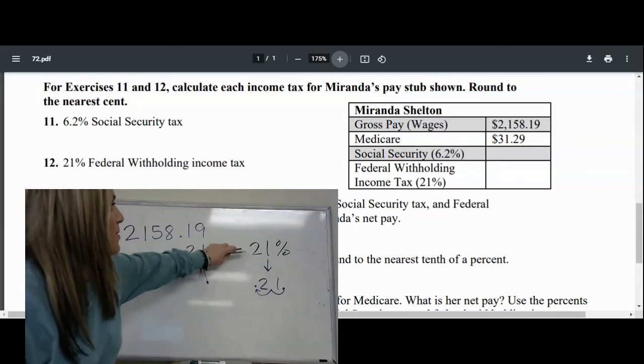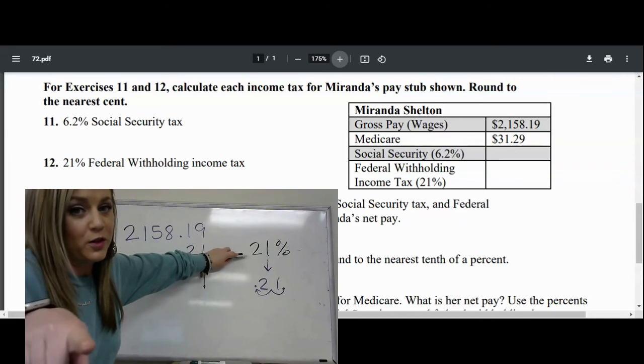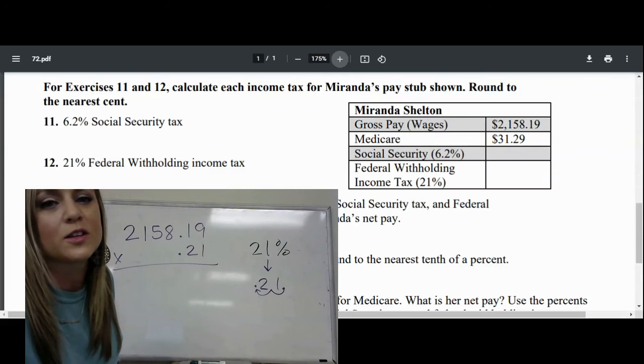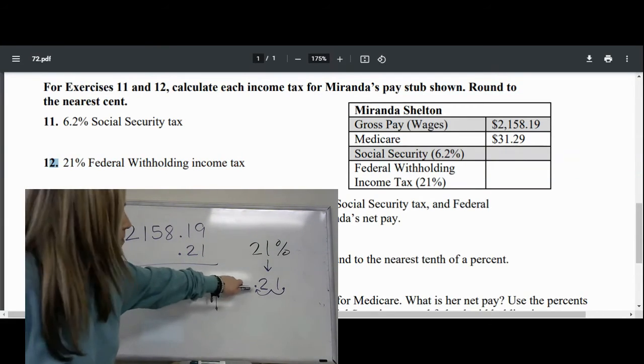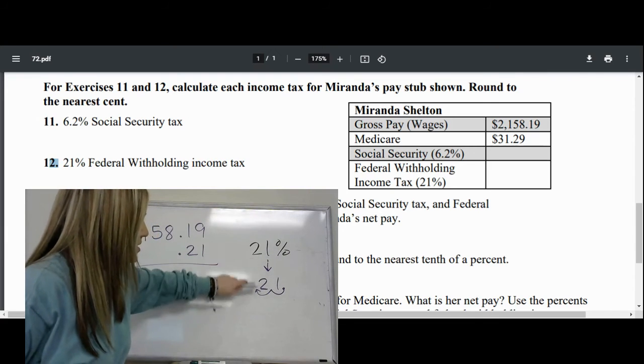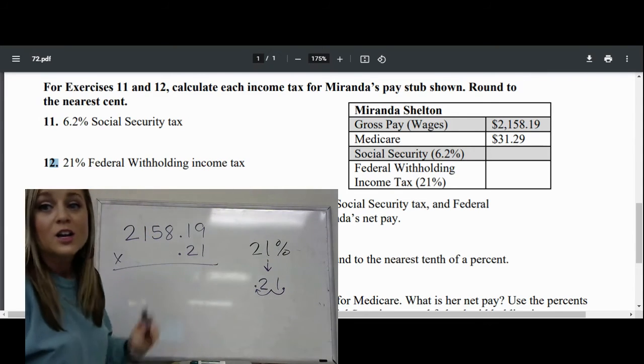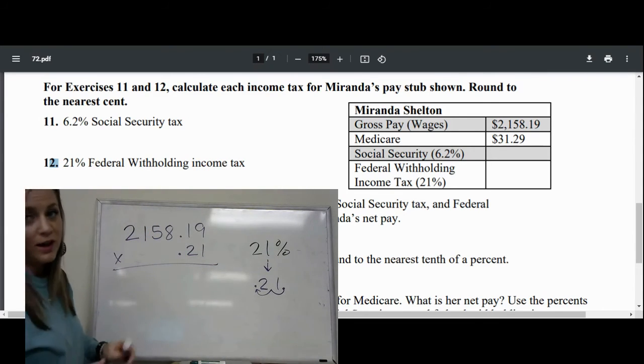I've already turned my 21% of the federal withholding income tax. So this right here, the federal withholding income tax, 21%. I've turned it to a decimal by moving the decimal 2 places to the left, which is 0.21. All right, so let's get going because I don't want to spend a whole lot of time on this.